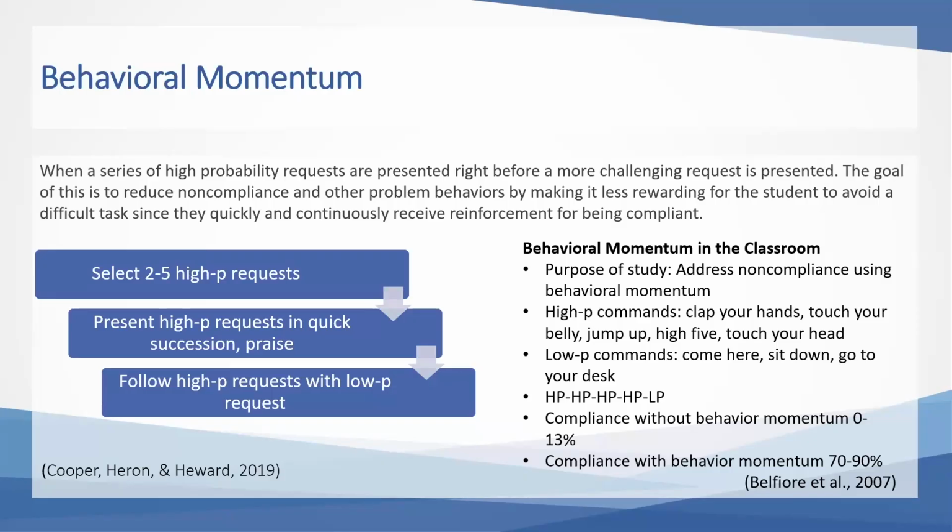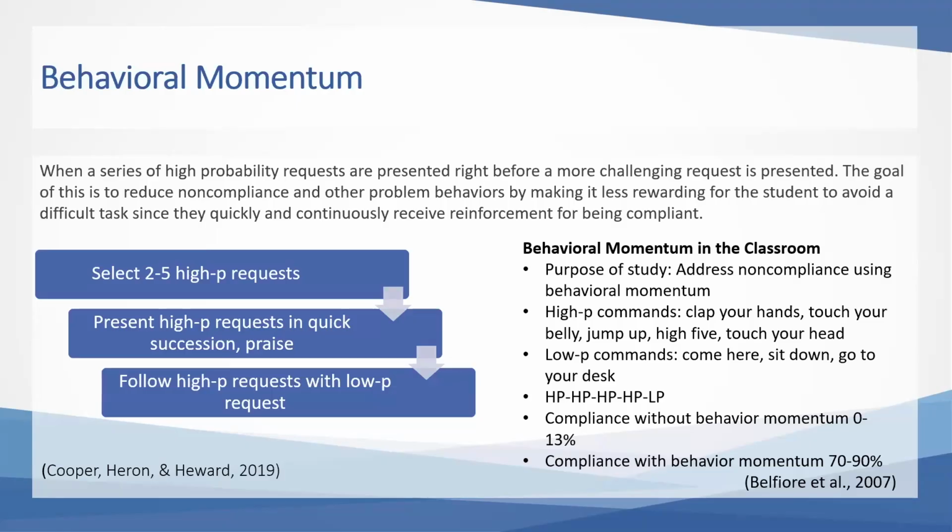In the same way, when a student is already saying yes and being successful with easier tasks, they're more likely to continue that pattern with a more difficult one. We call these easy tasks high probability requests, things the student is very likely to do, and the more challenging task is the low probability request. So how do we actually implement this?